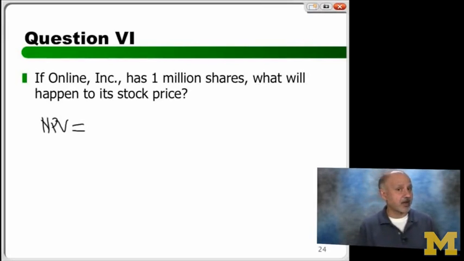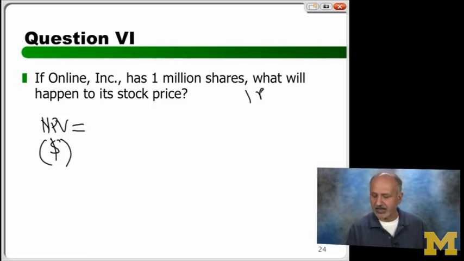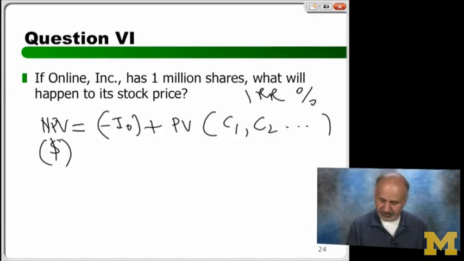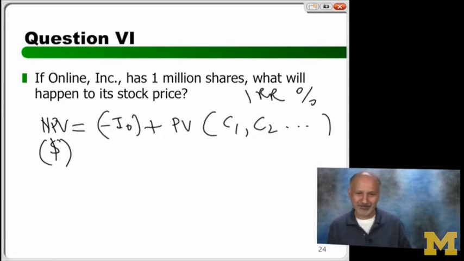Why? Because IRR is not telling you the NPV, and NPV is in dollars. IRR's tragedy is its percentage, right? So, okay, let's get started. How do you do NPV? NPV is minus I naught plus PV of C1, C2, and so on, right? Everybody okay? You've done this formula many times.